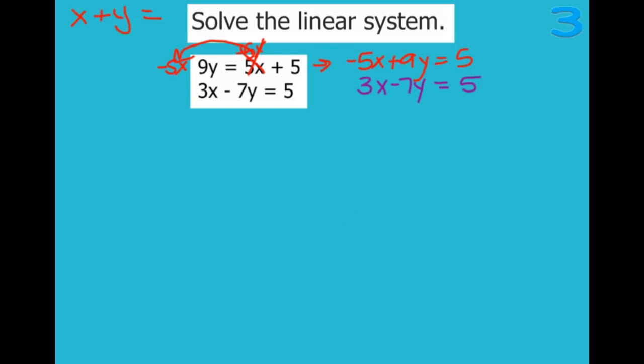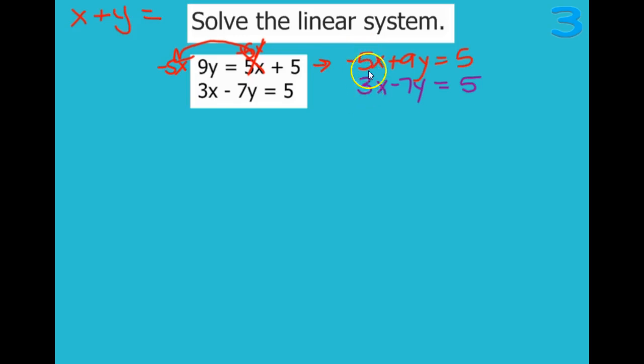So now this is where it gets a little bit tricky. If you look at our x's, you can't multiply 3 by anything to get 5. You can't multiply 7 by anything to get 9. So we're going to have to multiply either both numbers for x or both numbers for y. I'm going to pick the x's because 3 and 5 are smaller than 7 and 9.